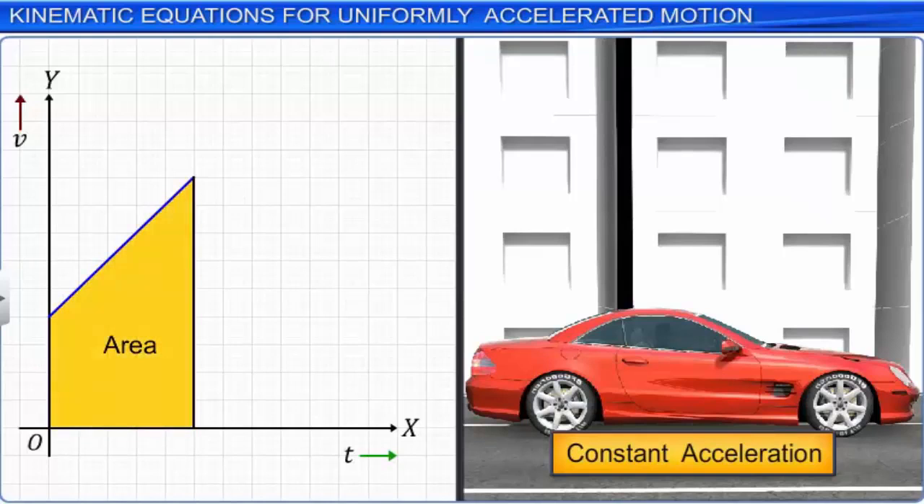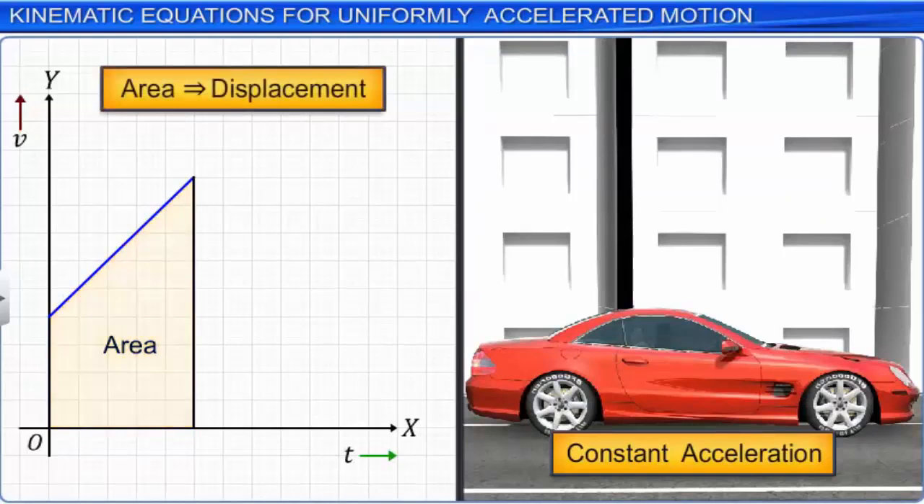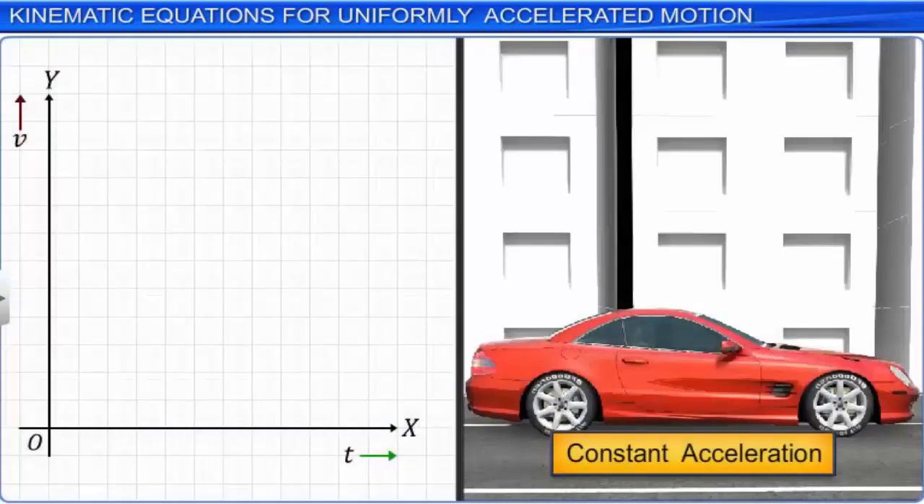There are three important kinematic equations for uniformly accelerated motion. Let us derive these equations one at a time. The first equation is the relation between initial velocity v0, final velocity v, uniform acceleration a, and time t.